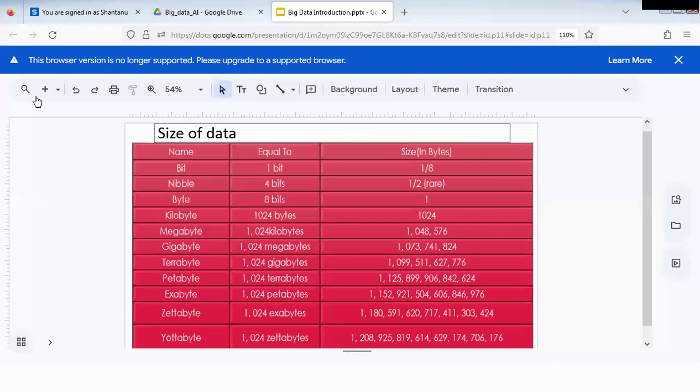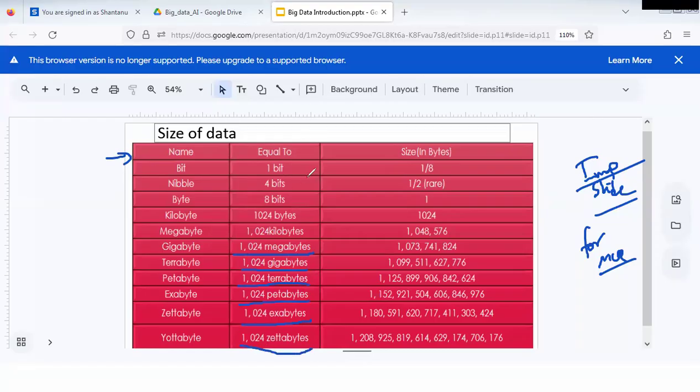This is another important slide. Please take a snapshot of it. This is an important slide because it defines the different names for the sizes of data. Bit is 1 bit, nibble is 4 bits, byte is 8 bits, kilobyte, megabyte, gigabyte. Gigabyte is 1000 or 1024 megabytes. Terabyte is 1024 gigabytes. Petabyte is 1024 terabytes. Exabyte is 1024 petabytes. Zettabyte is 1024 exabytes. And yottabyte is 1024 zettabytes.